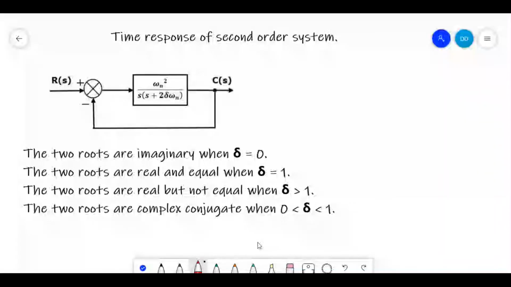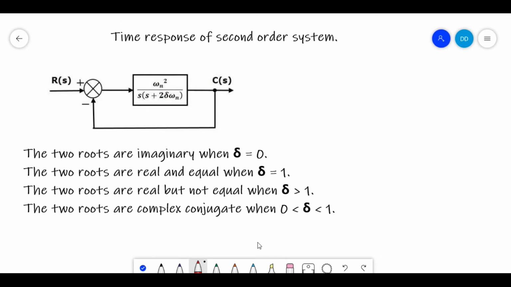We will study about time response of a second order system. So the response can be obtained for a step input, ramp input, parabolic input, etc. Now first we'll see what is a second order system.